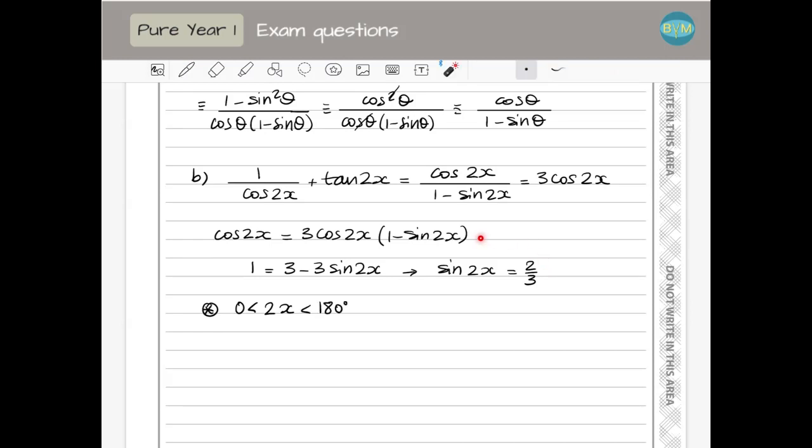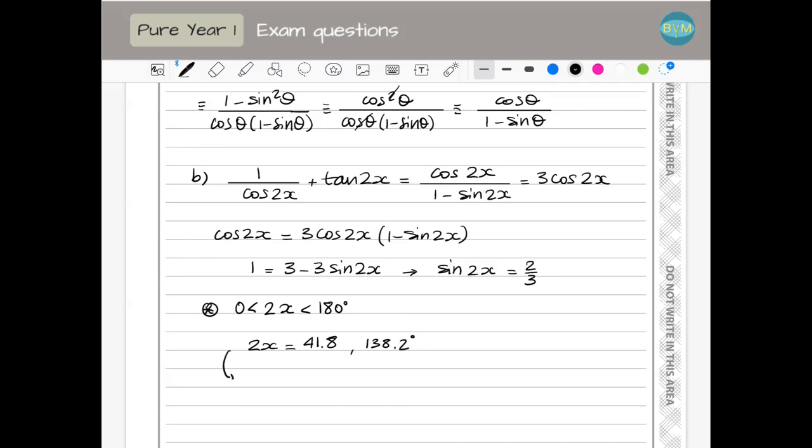So I go and put sine minus 1 of 2/3 in the calculator, and I get that 2x can be 41.8 to 1 decimal place. This is the first solution. The second solution, to have the same sine, will be 180 minus that value. So the second solution will be 138.2 to 1 decimal place.